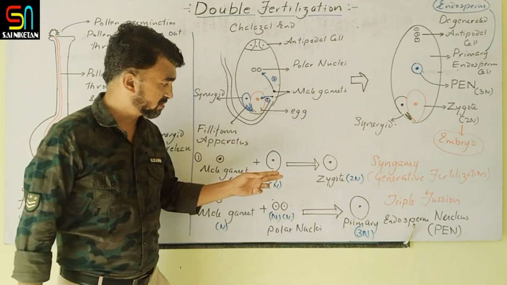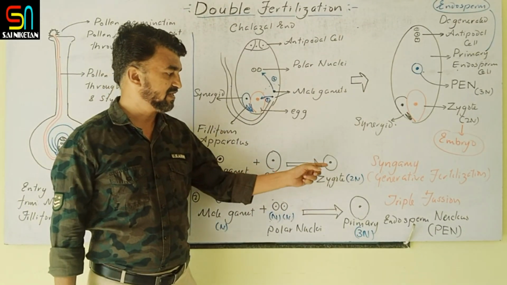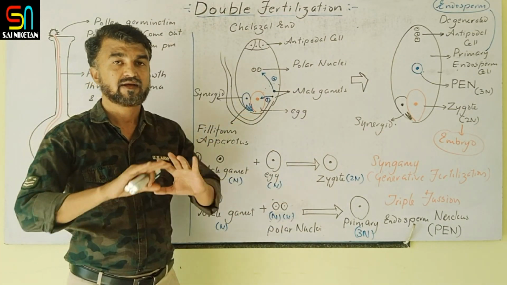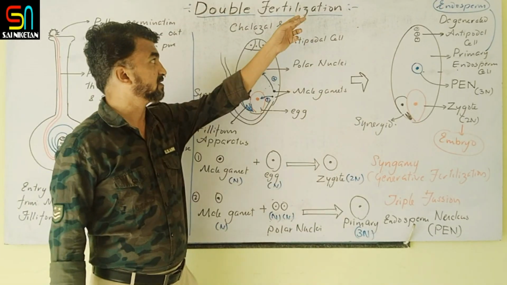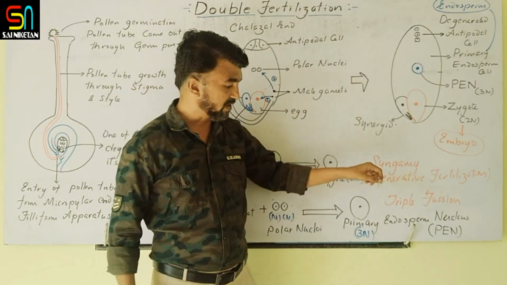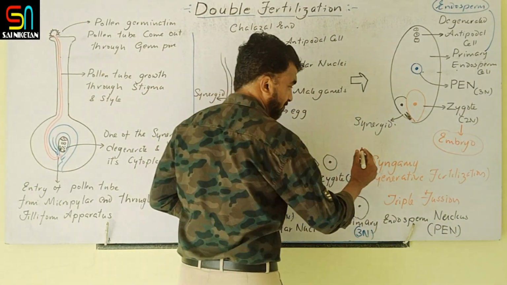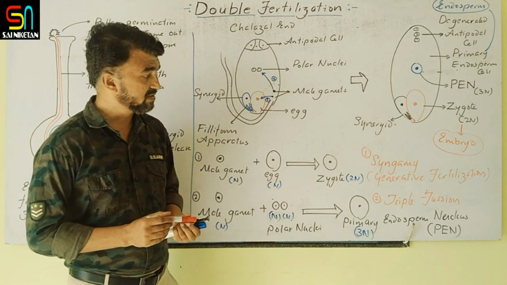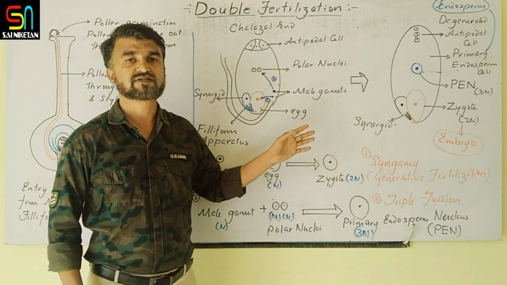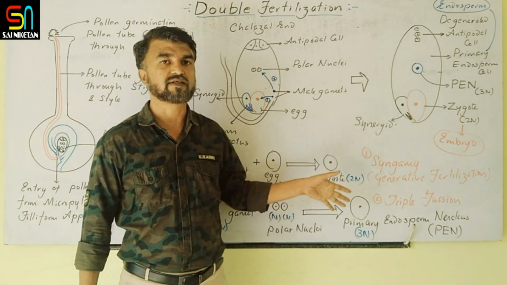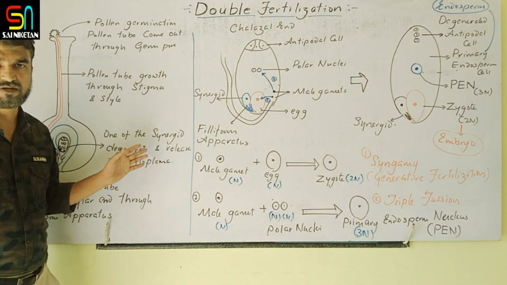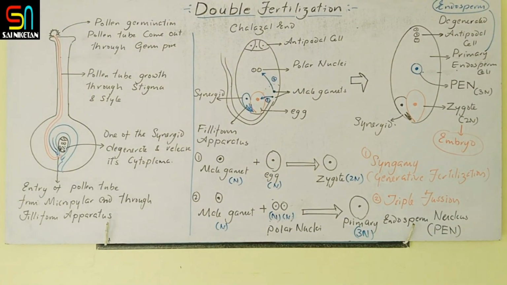Double fertilization means there are two events, syngamy and triple fusion, which take place in a single embryo sac. That complete event is called double fertilization. The first event is called syngamy, the second event is called triple fusion. Sometimes it is also called double fertilization, triple fusion. Here, we are going to write the definition.